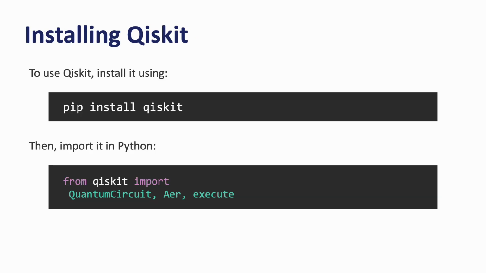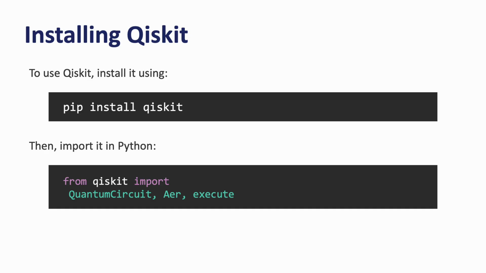So getting started with Qiskit is straightforward, which is one of the reasons it is so accessible. The installation process is simple and works the same way on Windows, Mac, and Linux. To install Qiskit, you use pip, which is Python's package manager. You simply type pip install qiskit into your terminal or command prompt.